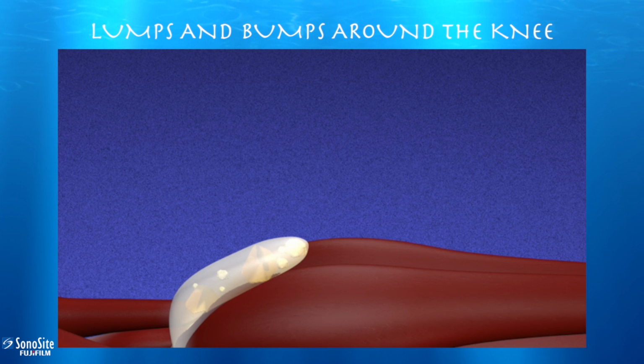And here again is another sagittal view of this bursa, and again you can appreciate how there could be septi both distally and proximally, and loose bodies throughout the Baker's cyst as well.